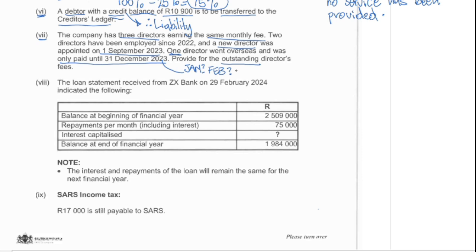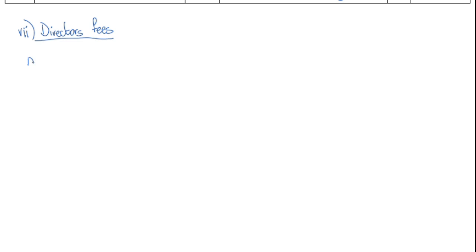So we need to know what the monthly amount is for director's fees, so that we can add 2 months of director's fees into our financial records. So we have Director 1, who was appointed on 1 September 2023, and they've been paid from September 2023 to February 2024, which is the end of the financial year. So that is 6 months.